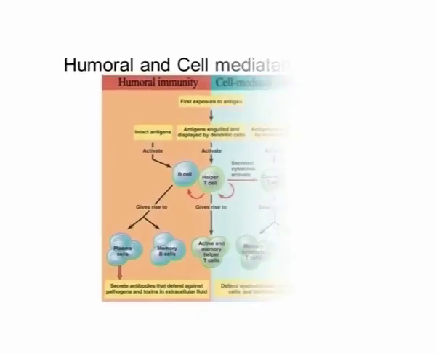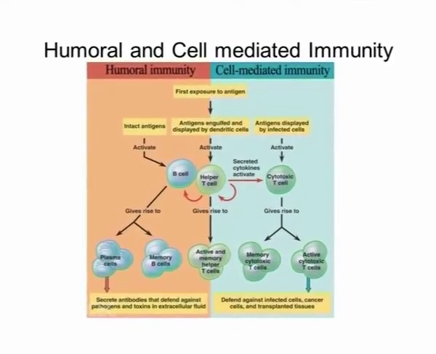The adaptive immune response provides the vertebrate immune system with the ability to recognize and remember specific pathogens and to mount stronger attacks each time the pathogen is encountered. There are two classes of adaptive immune response: humoral immunity and cell-mediated immunity.